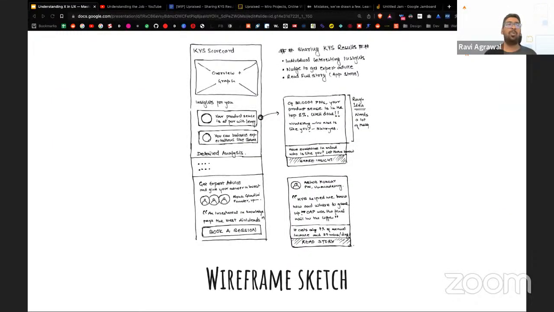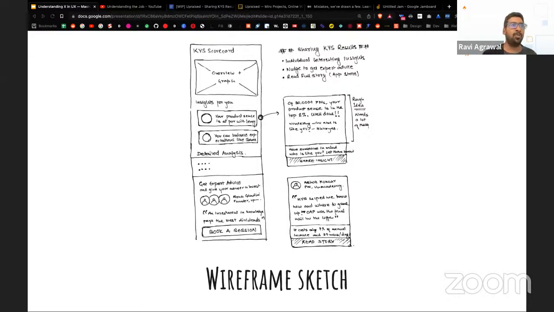To give you an example of what wireframe sketches look like, this is my wireframe on KYS sharing. What would it look like? Obviously, this project is not live, so all of these are WIP processes and statuses that I'm sharing with you. But if you were to share KYS results on a mobile screen, here is how my wireframes work out.